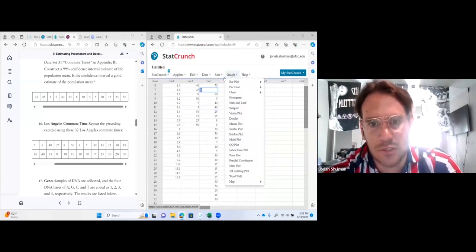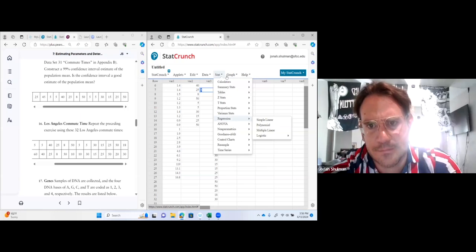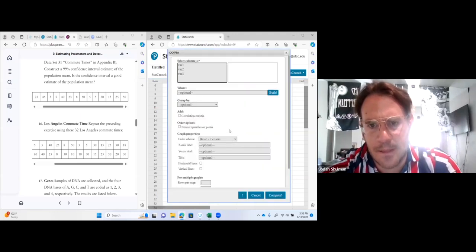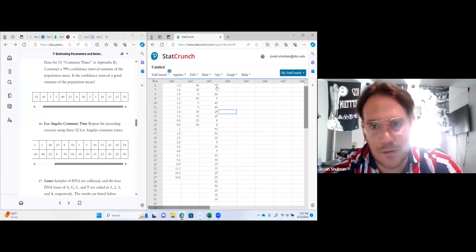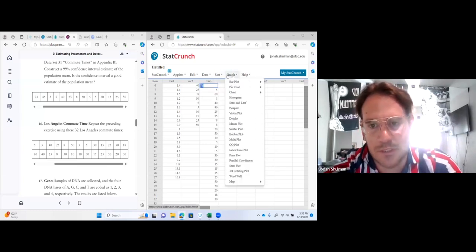If I do my QQ plot, could it fall on the line? It's not going to. It doesn't really seem like a line. It's pretty close though, not gonna lie. I don't like this QQ business, but it is what it is.